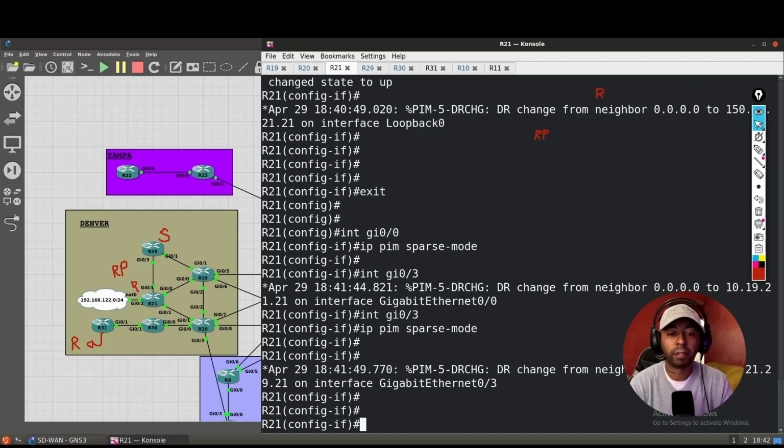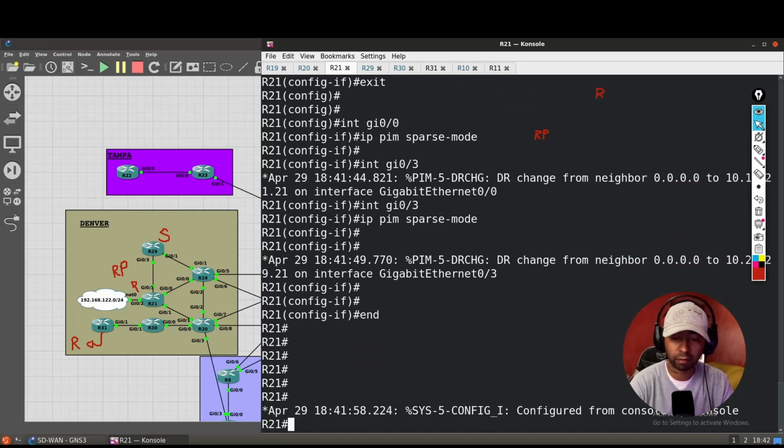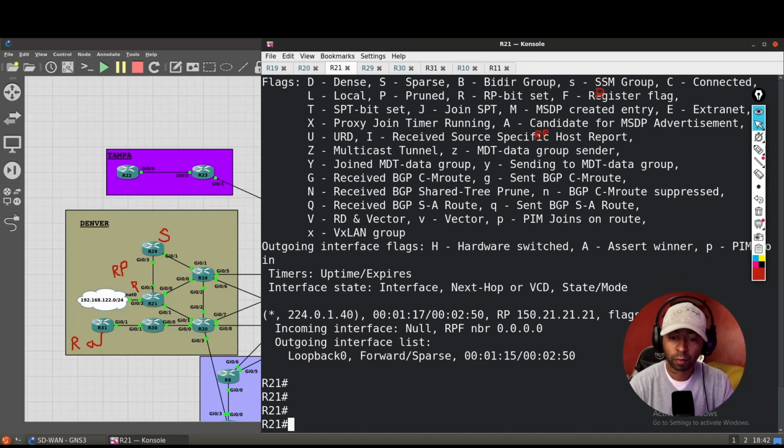The next thing that we can work on now, let's move forward in our configuration. If we look now, we can see the group format here. Show ip mroute, and we have the *,G here. Let's go to router 30.